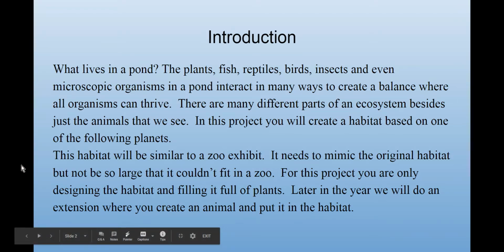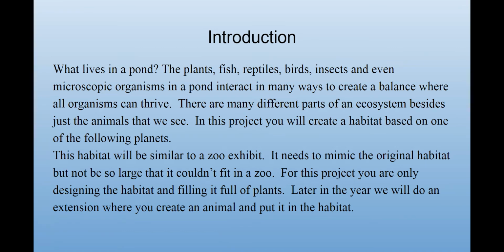So the introduction. What lives in a pond? Plants, fish, reptiles, birds, insects, and even microscopic organisms in a pond interact in many ways to create a balance where all organisms can thrive. There are many different parts of an ecosystem besides just the animals that we see.